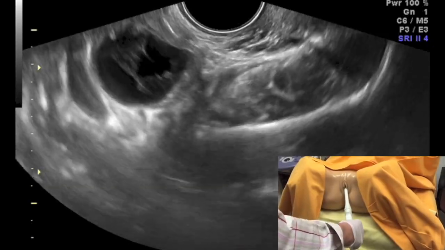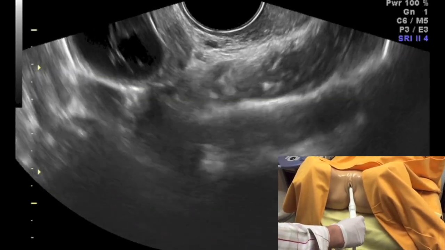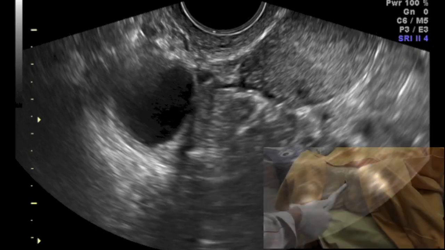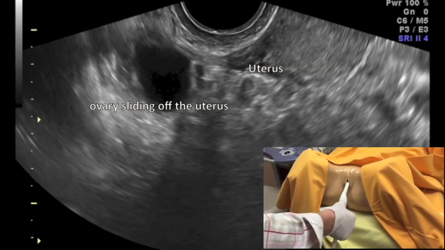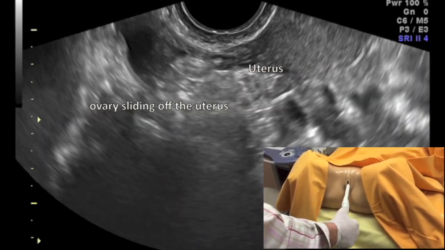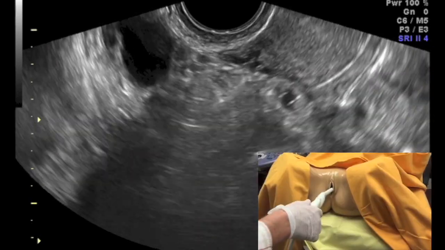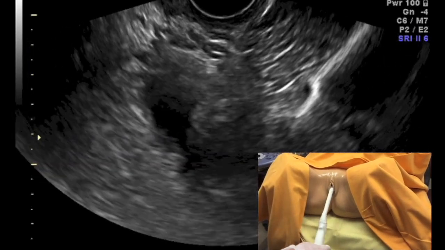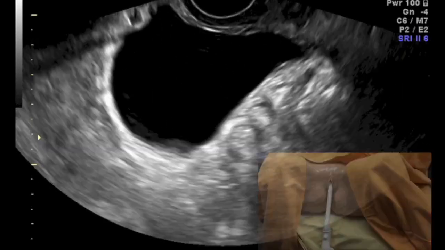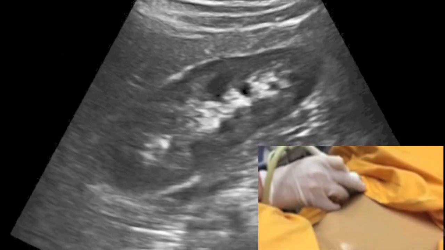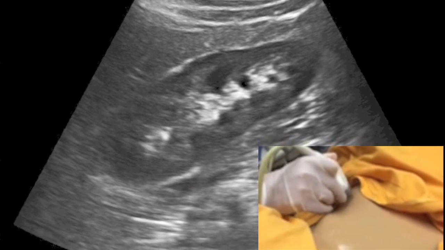This is followed by moving the probe to each side to assess the ovaries for endometriomas. Probe pressure is also applied to look for ovarian mobility from uterus as well as pelvic side wall. The probe is then directed anteriorly to assess the bladder. Lastly, bilateral kidneys are assessed for hydronephrosis using a transabdominal probe.